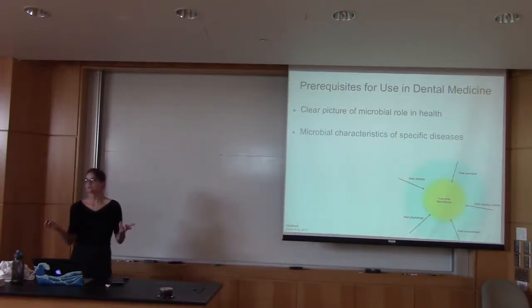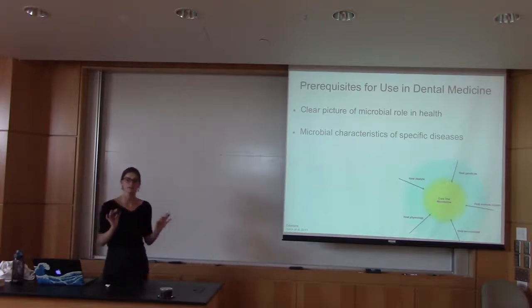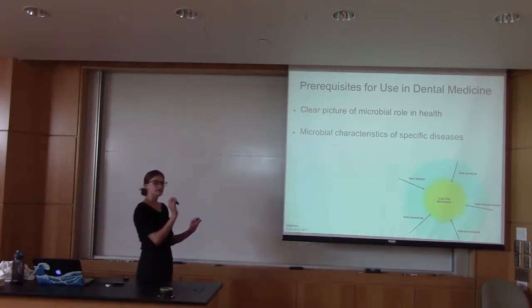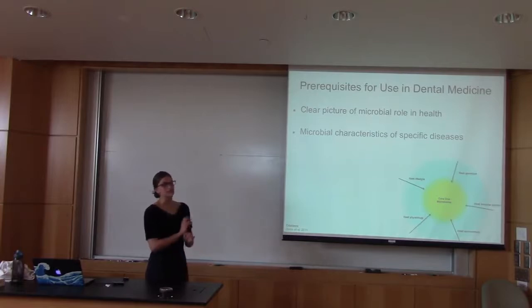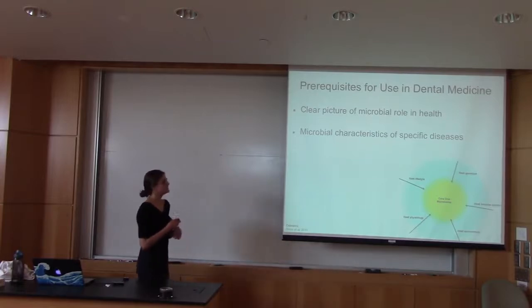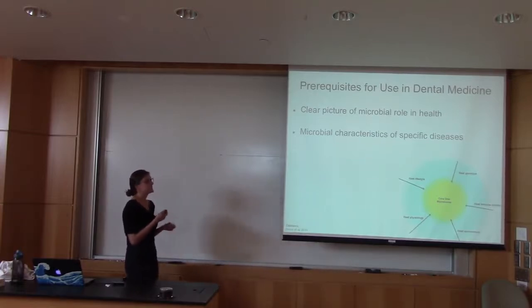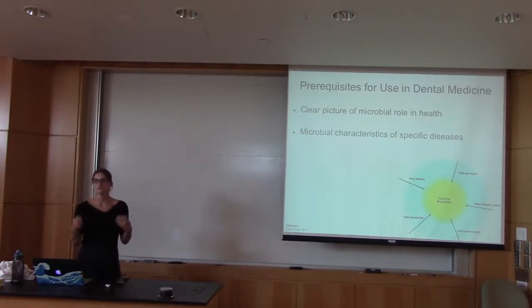So like the past four examples I gave, just having the specific associations between diseases and either microbial ratios or the presence of specific microbes. We need to know the exact microbial characteristics of the diseases that we want to diagnose.